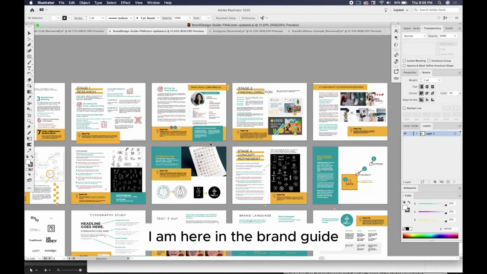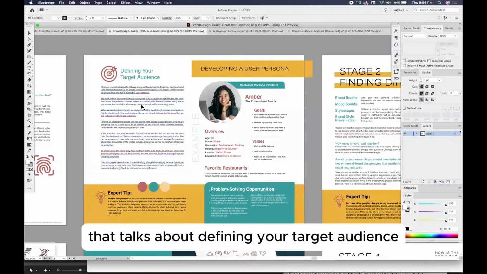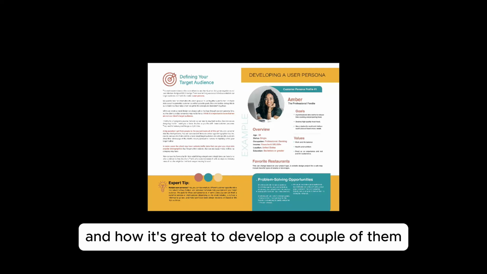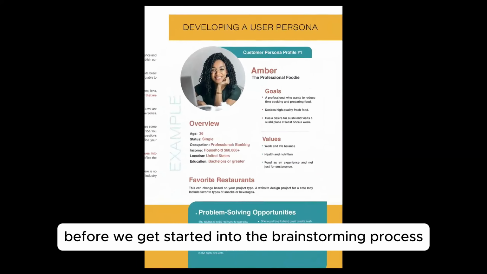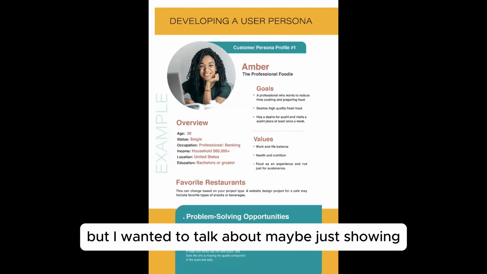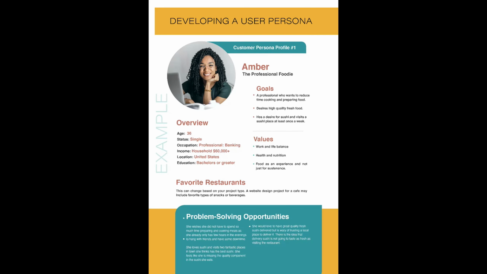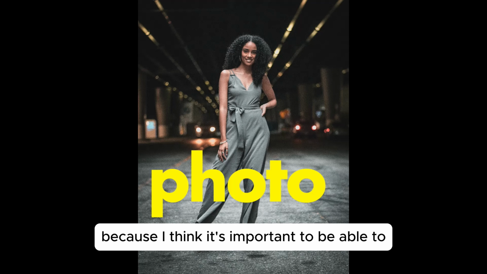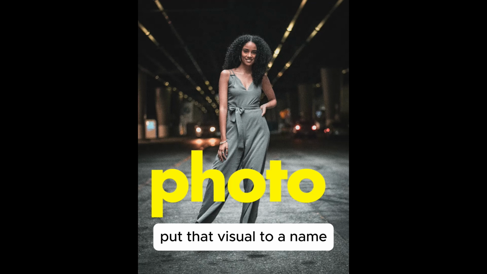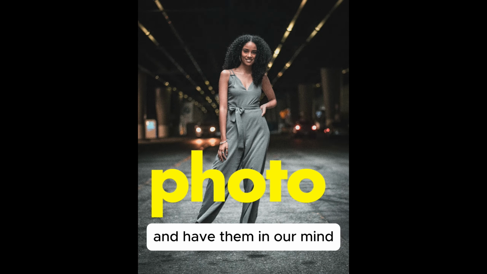I am here in the brand guide, and I'm going to go ahead and get into this page that talks about defining your target audience. We talked a little bit about the user personas and how it's great to develop a couple of them before we get started into the brainstorming process. But I wanted to show you an example of a user persona in action. I almost always like to put a photo on these because I think it's important to put that visual to a name so that when we start to brainstorm, we can have them in our head and in our mind.